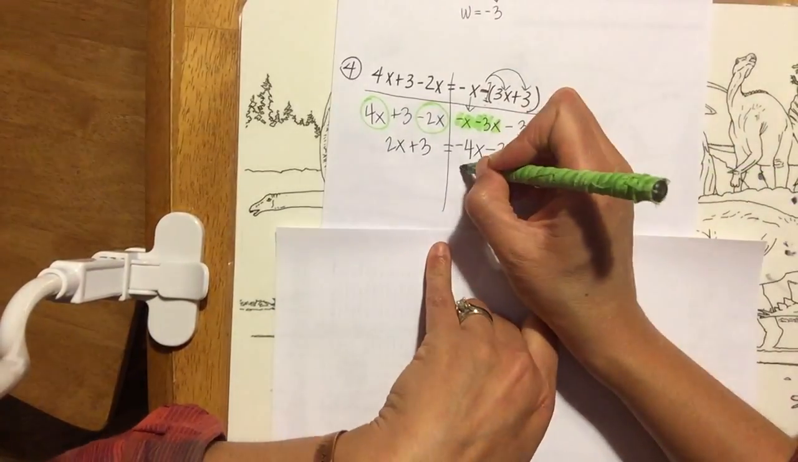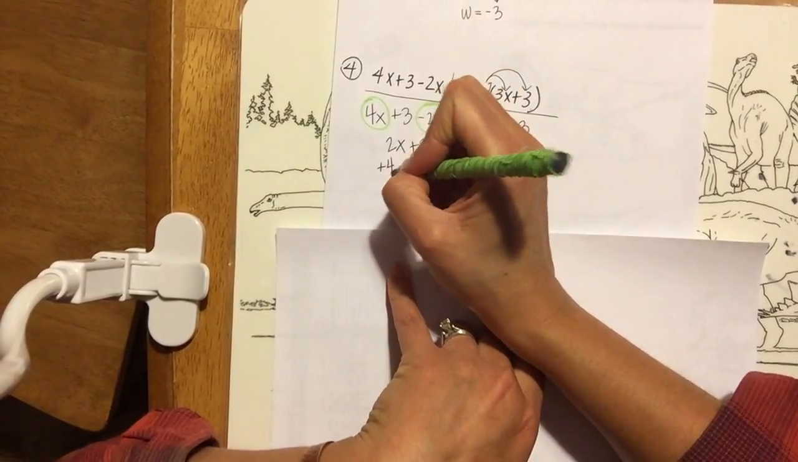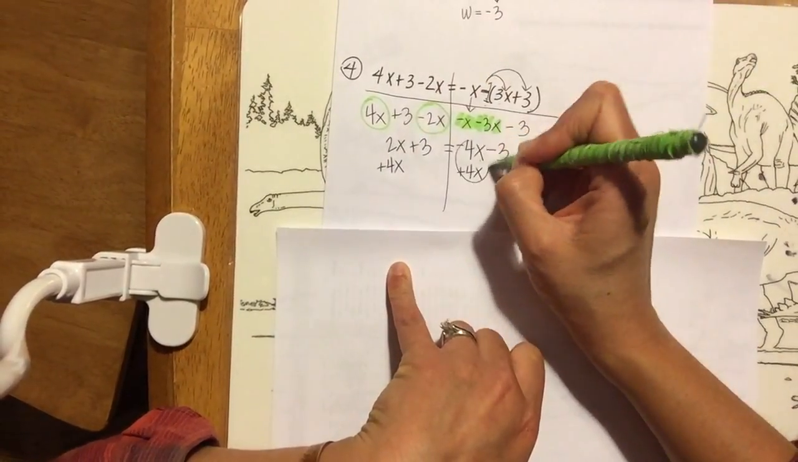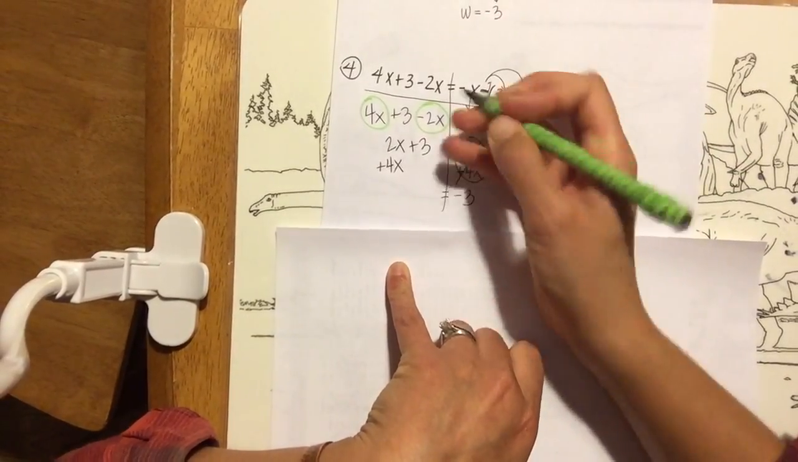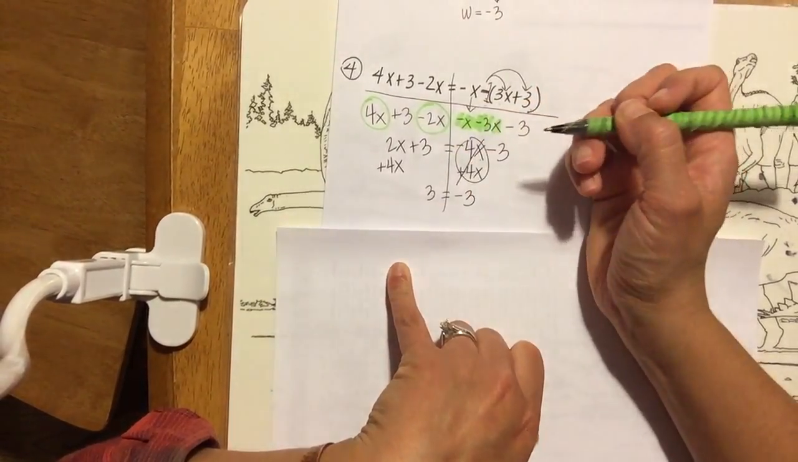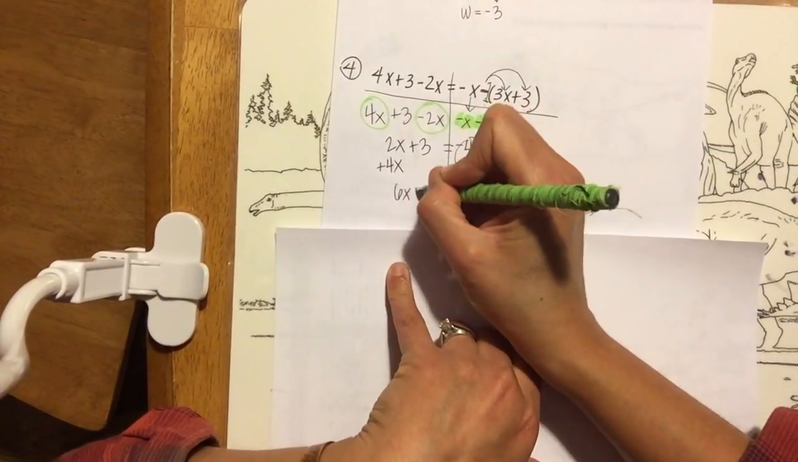What I'm going to do is add 4x, which is the inverse. Remember to do that to both sides. By doing that, my x's would eliminate, leaving me negative 3 on the right. I'm going to bring down the 3 on the left, and then combine that 4x and 2x to get 6x.